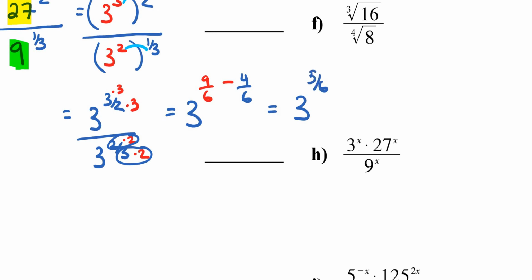So if I continue here, this will be 3 to the power of 5 over 6 is the final answer there. And if I want to change this back to radical form here, the 6 would be on the index like that, and then you have 3 to the power 5. If you know what 3 to the power 5 is, it's actually 243. So if I want to get rid of that, I can write this as 243 as well. All right, so that is letter E there.